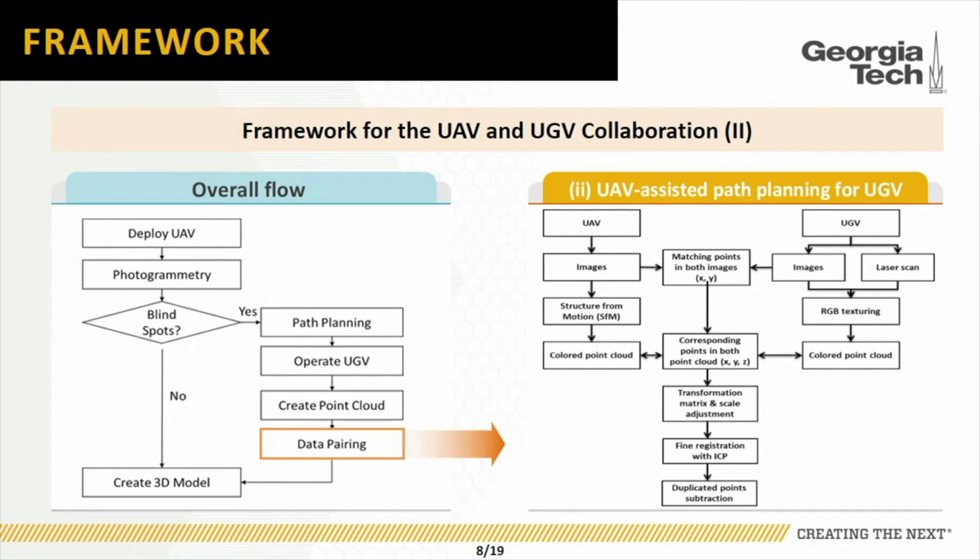But we can use that image with the image captured by the UAV to find the matching points and find the transformation matrix between these two data frames. Based on this mapping, we can register these two point cloud data sets. That's the rough registration, and eventually you can use ICP, iterative closest point, to do a fine registration.